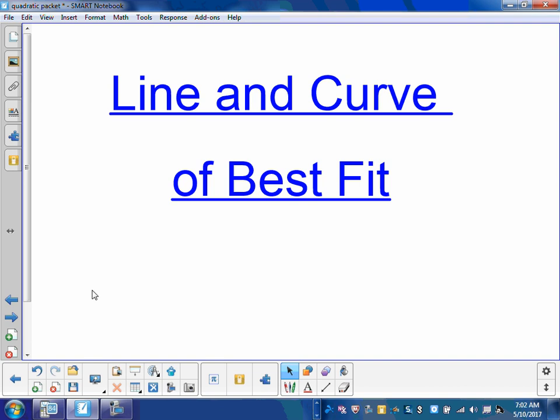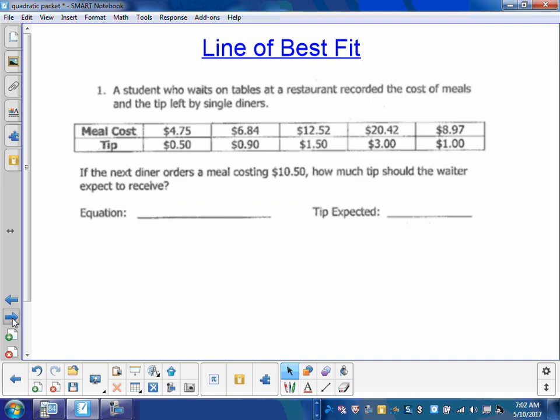Today we'll be calculating a line of best fit and a curve of best fit using the graphing calculator. A line of best fit. A student who waits on tables at a restaurant recorded the cost of meals and the tips left by single diners. If the next diner orders a meal costing $10.50, how much tip should the waiter expect to receive? So we're going to calculate the equation for the line of best fit and then use that to predict the tip expected.